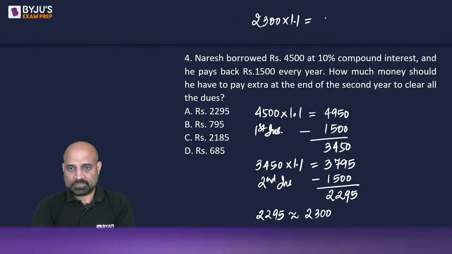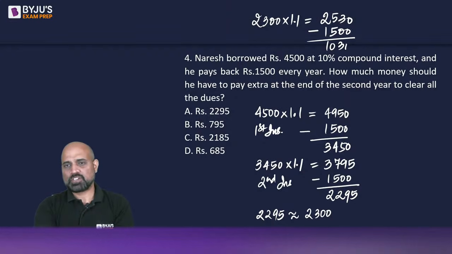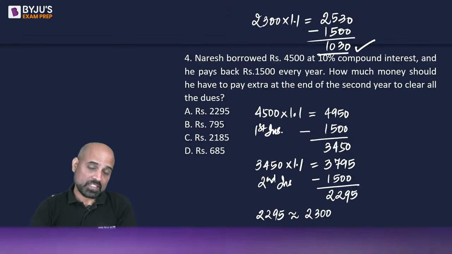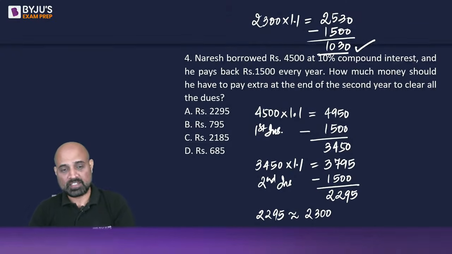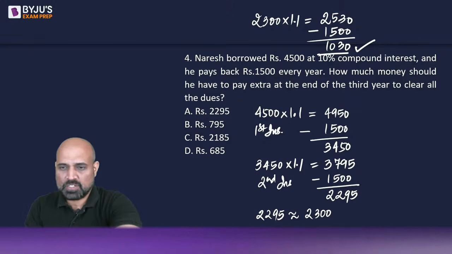Okay. This is going to become approximately, so 2,300 into 1.5 is going to give us 2,530. He pays his third installment, which is 1,500, and is left with 1,030 rupees. So this is the extra amount that he needs to pay back at the end of the third year, so that he is able to clear all his dues. So let's keep this as third year only.